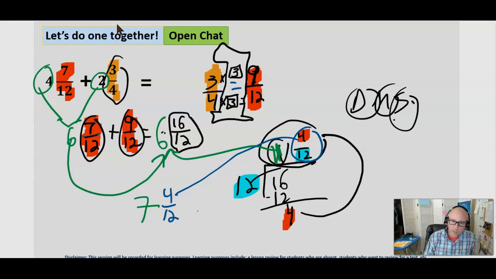So let's simplify. Okay, the 7's not simple. 7's staying 7, okay? 7's heaven. Hey, you get off of my cloud. Don't hang around, because 8's a crowd. Okay, so we're not going to go to 8, though. We're going to go to 7 and 4/12.